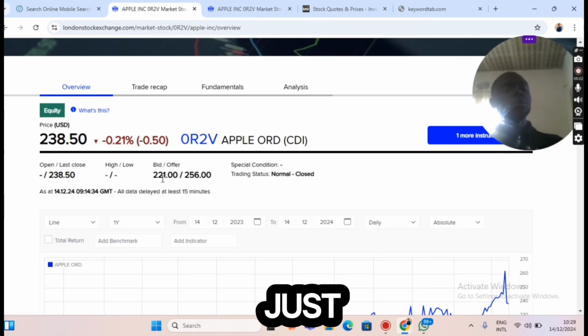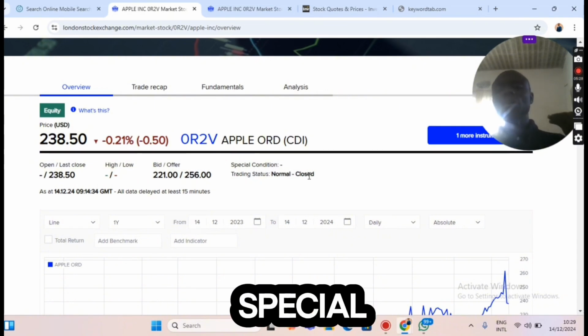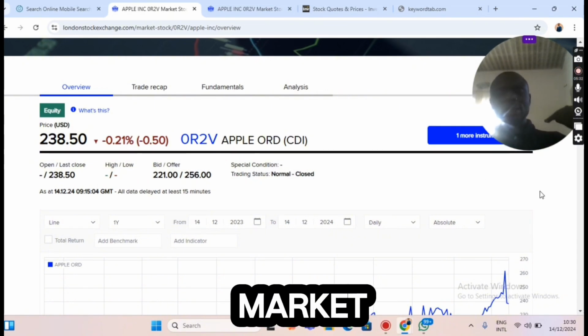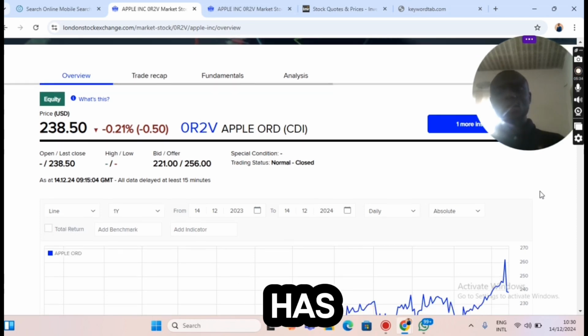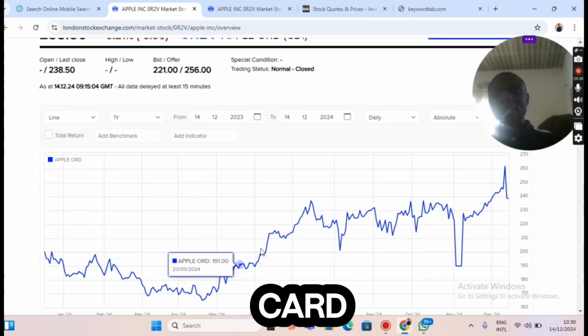So this is just in between the investor and the company, right? Now you can see the special condition here. You see normal close. Of course, the London stock market has closed already, right? You can see this channel here. You can see this chart here.